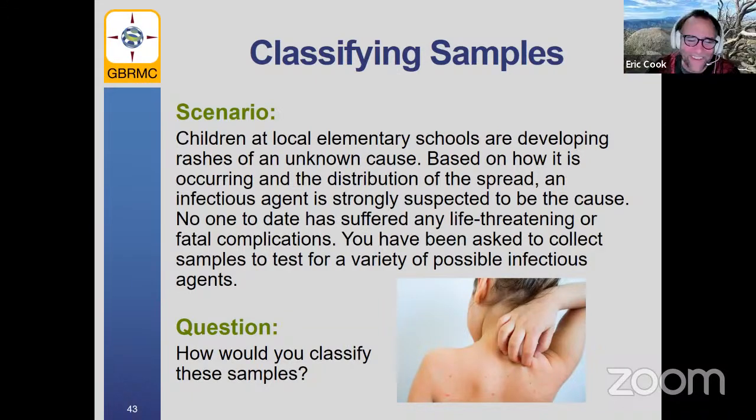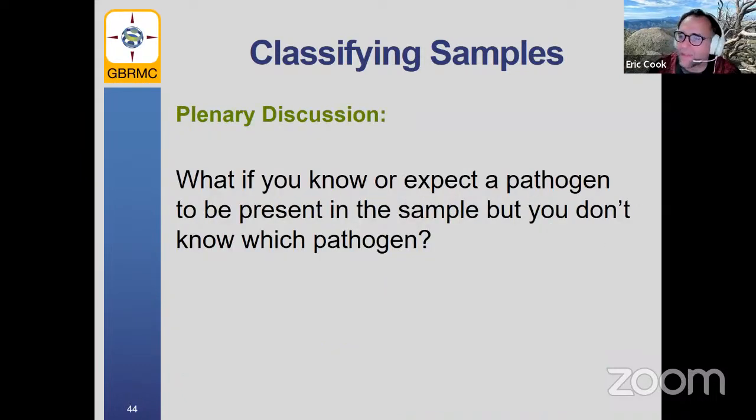Okay, thank you. All right, so the question that often comes up is what if you know or expect a pathogen to be present in the sample, but you don't know which pathogen? Well, in that case, it's shipped as category B, if it's not causing life-threatening or fatal disease. But if it's an unknown agent and animals are dying, so let's say you're investigating an outbreak at a chicken farm and 90% of the chickens have died, in that case, it's probably a category A.